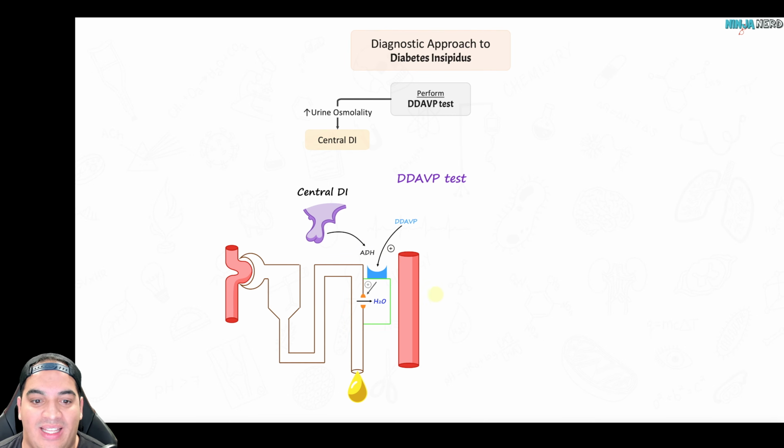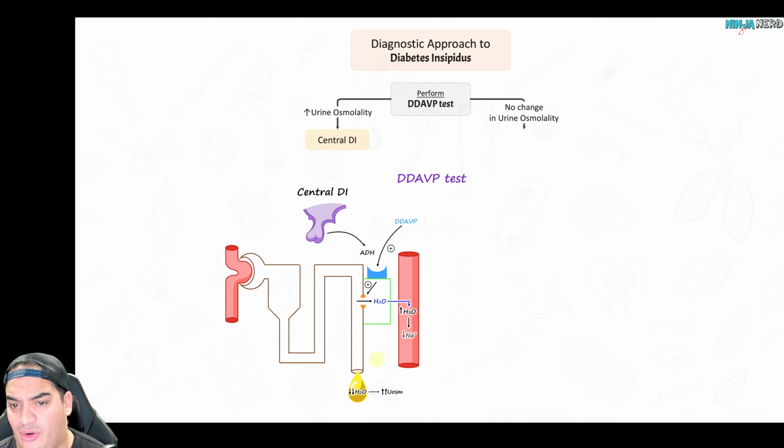Why? Because if I give them DDAVP, they're missing it. It should stimulate the receptors. They should reabsorb water. They should have more water in their bloodstream. As a result, their sodium will come down a little bit and improve. On top of that, they'll have less water in their urine. The urine osmolality will go up, and their polyuria should also subside. That would definitely help me to diagnose central DI.